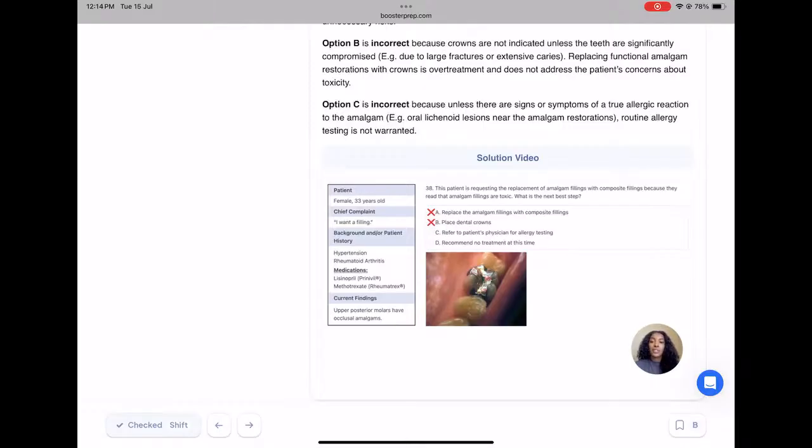Option C reads, refer to the patient's physician for allergy testing. There is no clinical finding of allergic reaction or toxicity, therefore this is unnecessary, so this would be incorrect. Leaving us with option D, recommend no treatment at this time. So again, because there's no scientific or clinical reason to assume an allergic reaction or toxic reaction to the amalgam, there is no reason to remove the amalgam or replace it. Therefore, no treatment is the best step to take. So this would be the correct answer.